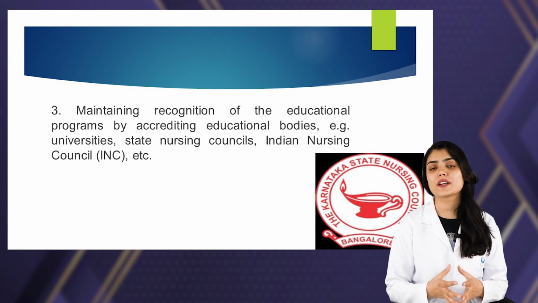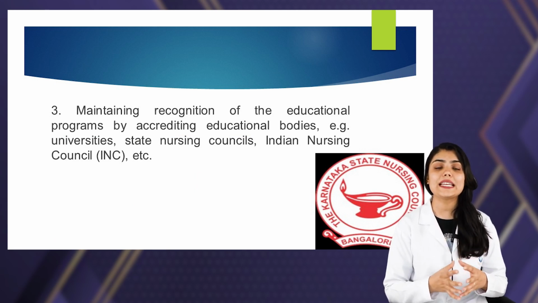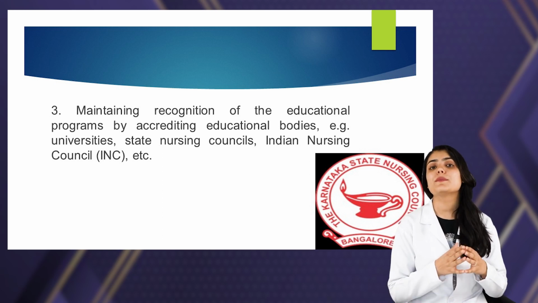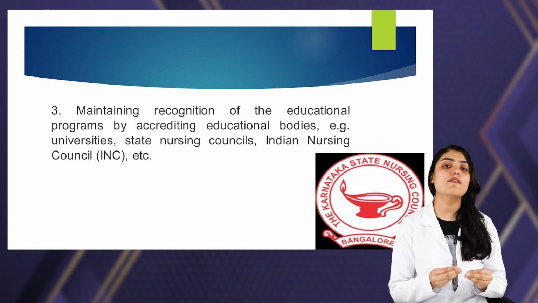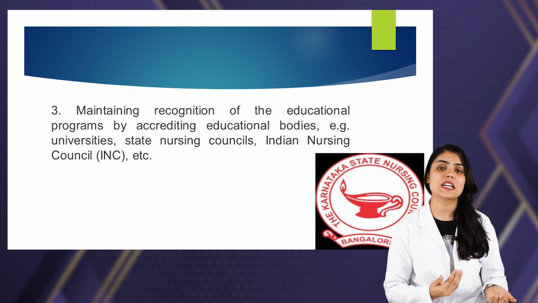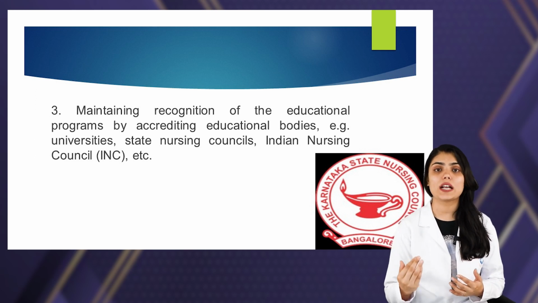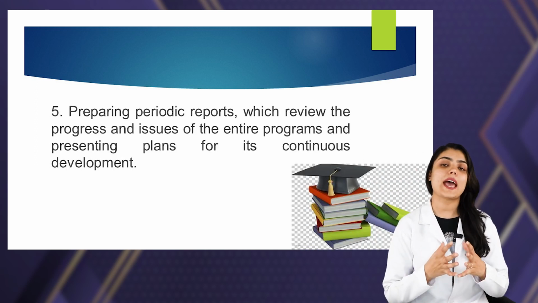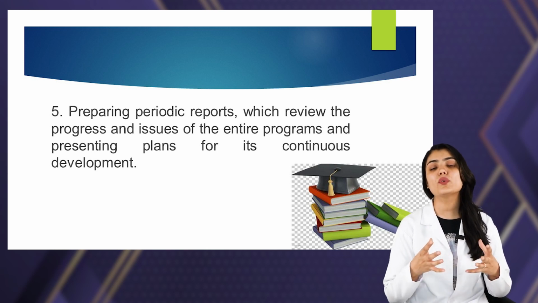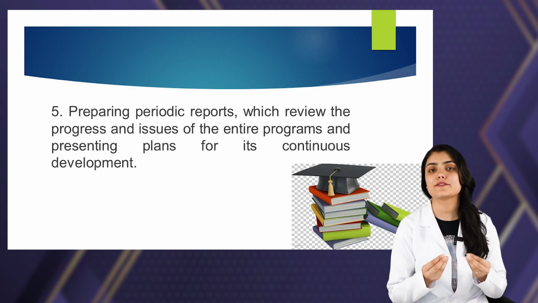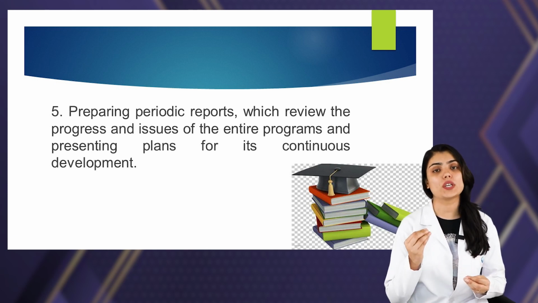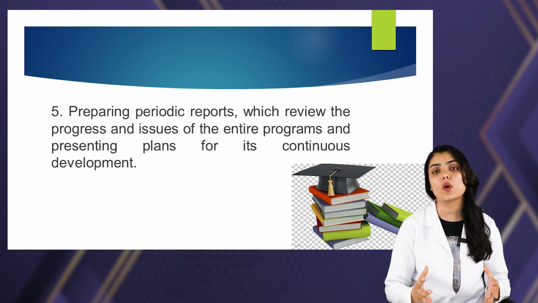The third important function to be carried out is maintaining the recognition of the educational institution, which means the principal must maintain the accreditation of the educational institute with different accrediting bodies such as the State Council as well as the National Council. And the final function as a supervisor that the principal carries out is to prepare a review report to see if there are any deficiencies and any changes that are to be brought in the educational program carried out within the organization.